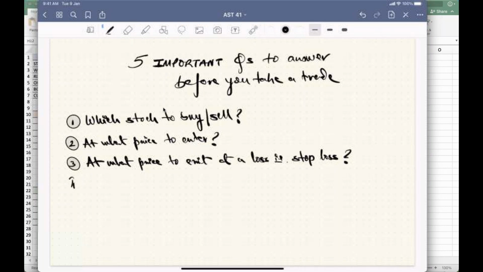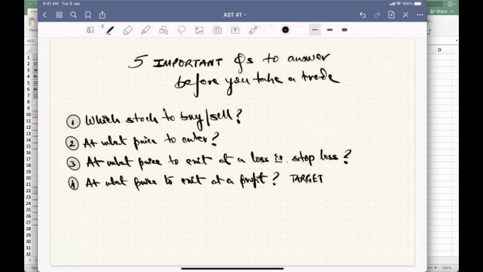Number 4. At what price to exit at a profit, which is essentially the target. Now, I personally do not believe in targets, but with the money management sheet, we will look into this 4th question, how to set up a target.